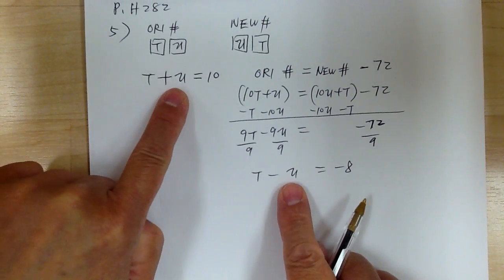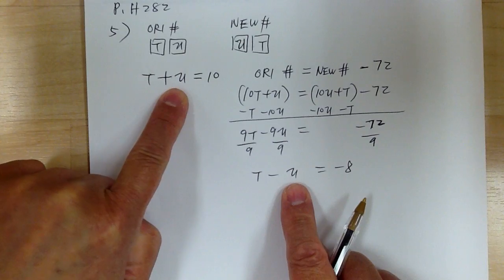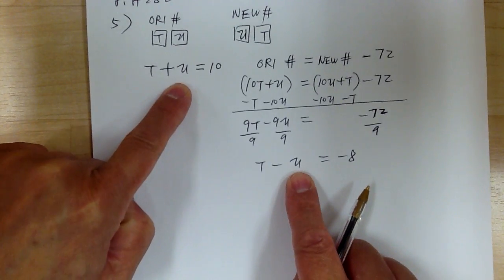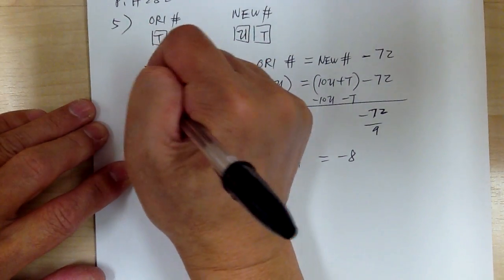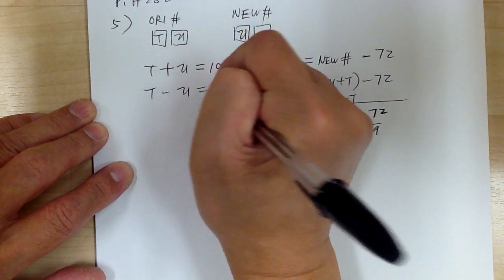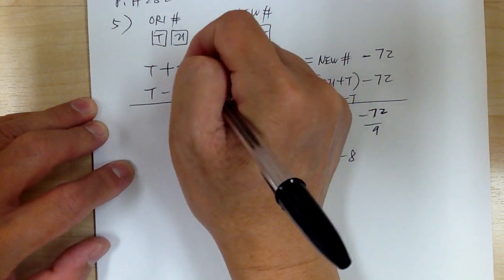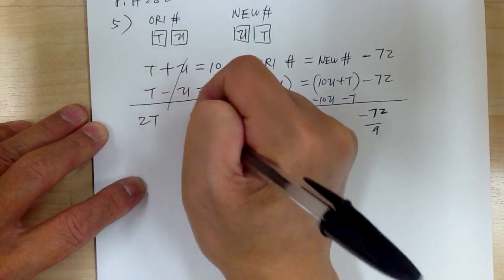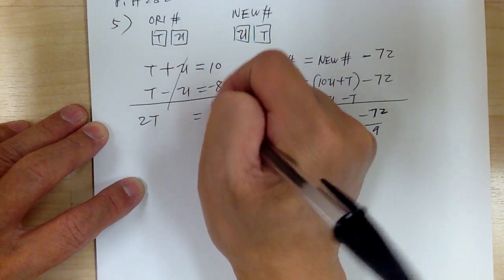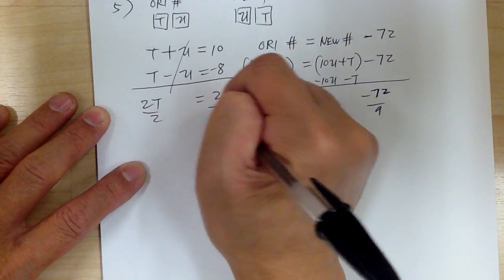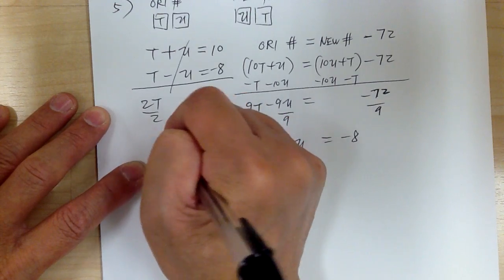And now the u is already opposite, so I'm going to put this under here to solve. So t minus u equal to negative 8. When I add, this cancels out. So I got 2t, right? t plus t is 2t, equal to 2. Divide by 2, divide by 2. So t equal to 1.